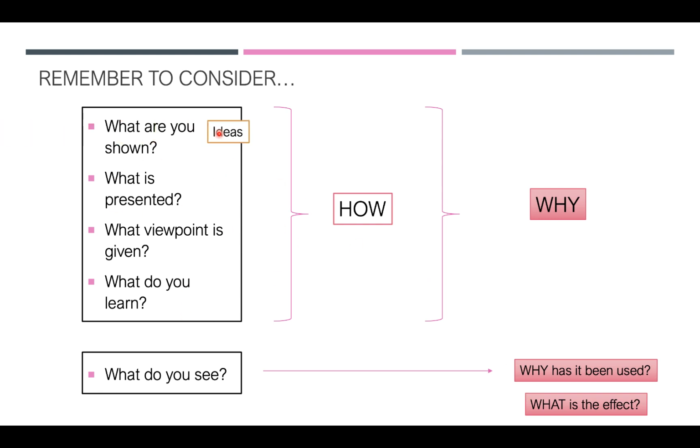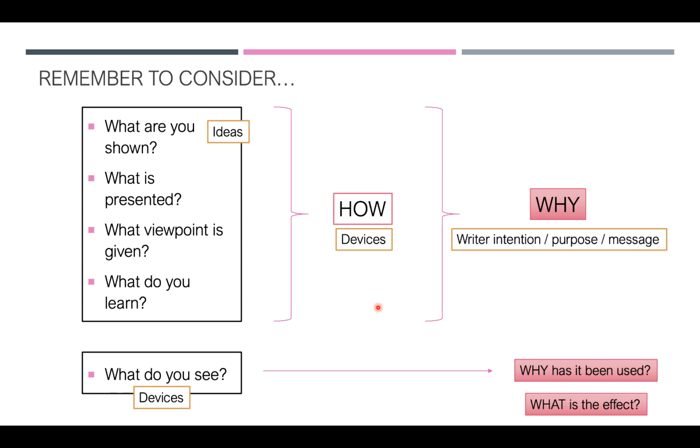So all of these whats here are to do with the different ideas that are presented. The how here is to do with the devices or the techniques. And over here, this is also to do with the devices. So it doesn't really matter the order in which you ask yourself these questions. Just make sure that you are constantly asking yourself these questions and providing your own answer. And the why refers to the writer's intention, the purpose, the message. So don't forget that that's very important in terms of talking about a particular text type. What is it that they hope to achieve? What is their purpose? How do they want to affect the reader?